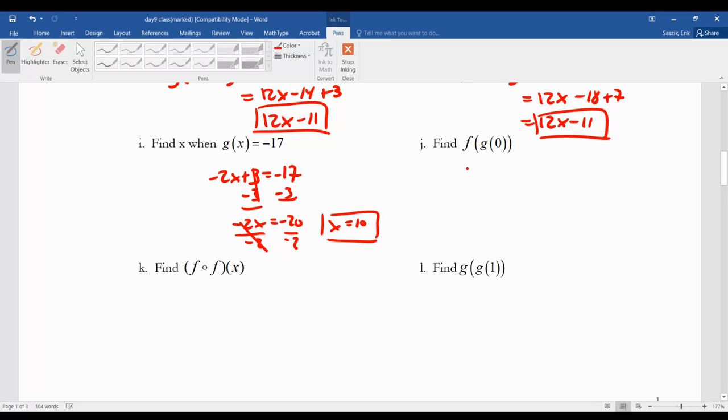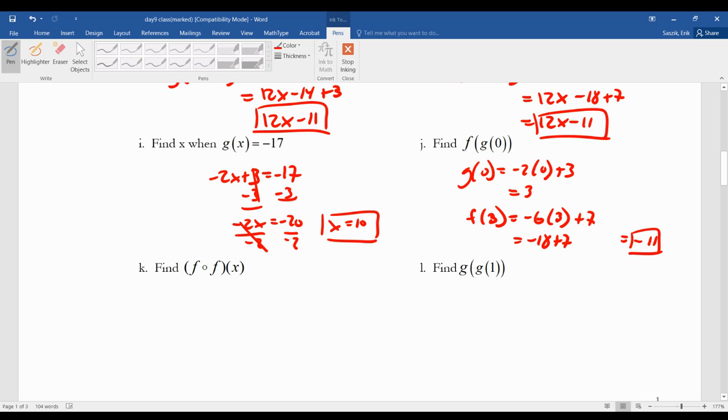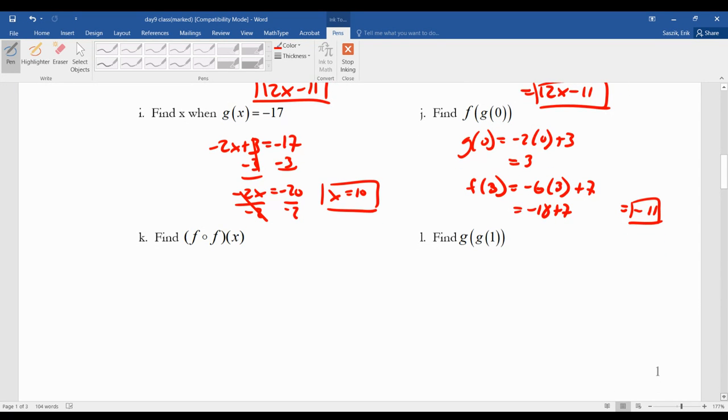Here again, start from the inside. G of 0, negative 2 times 0 plus 3, of course, is just going to be 3. And now we do f of 3. So that would be negative 18 plus 7, which of course was going to be negative 11.